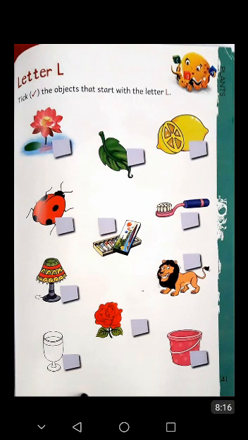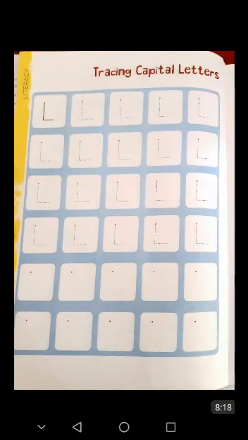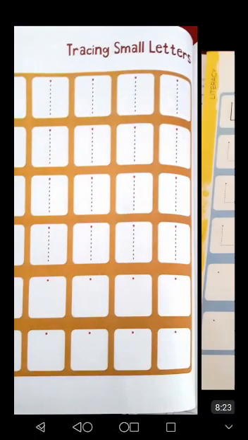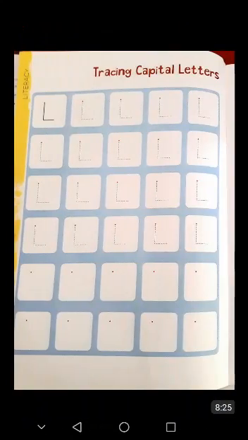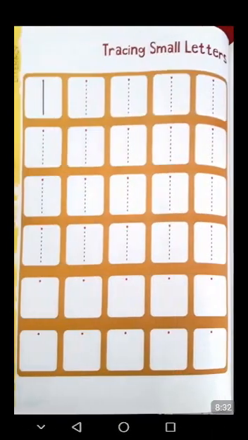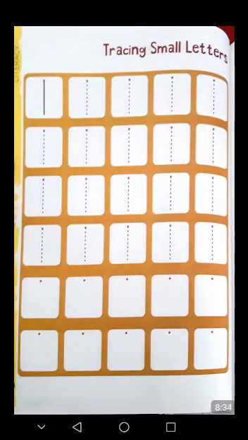Now students, open your workbook and open page number 14 and 40. On page number 14 you see the capital letter L, and on page number 40 you see the small letter l. Students, you write the capital L and small l firstly on dots, and after that you write without dots.